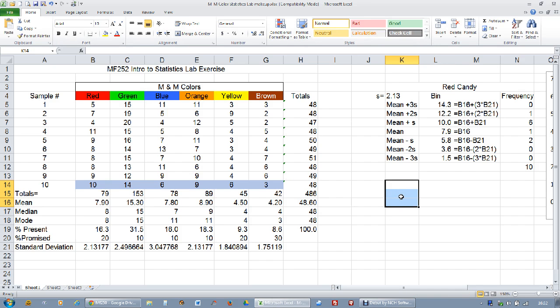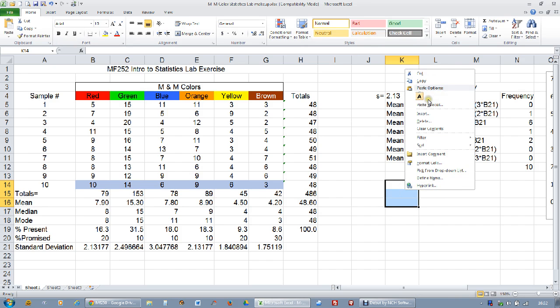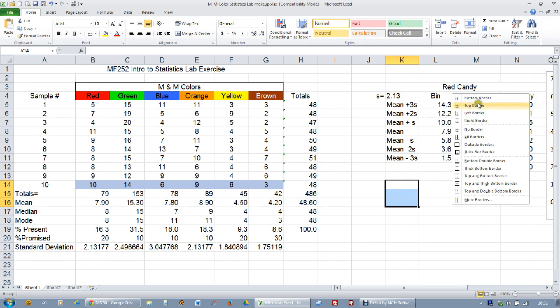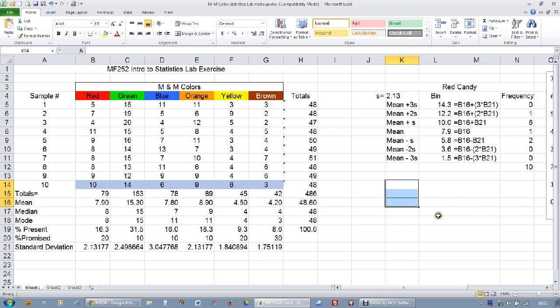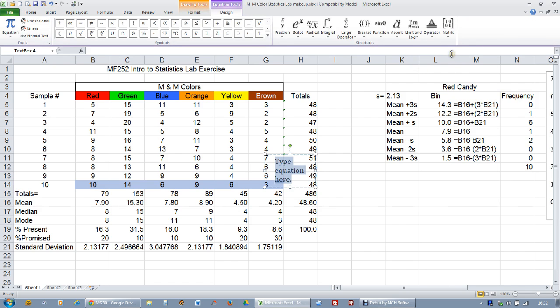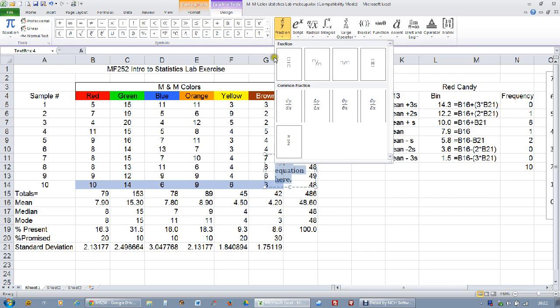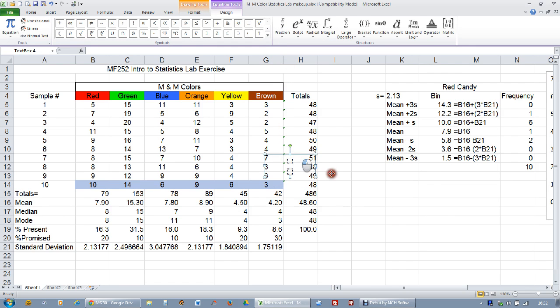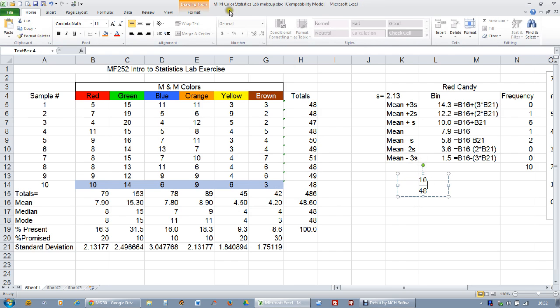I'm going to do something different. That's what I want. No border. I said no border. I'm going to insert an equation. And so I'm going to say, hey, get over here. 10 out of 48. Come back to form.